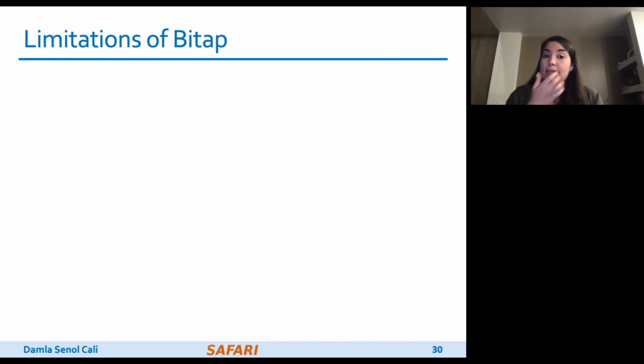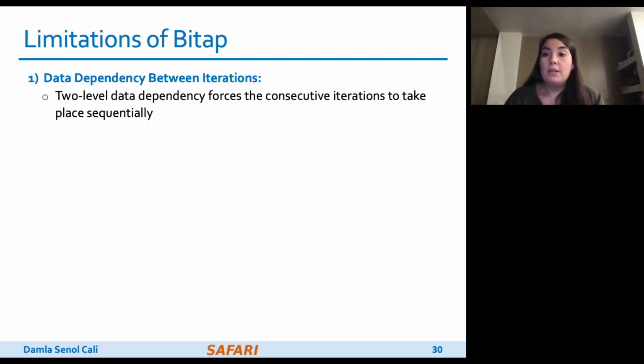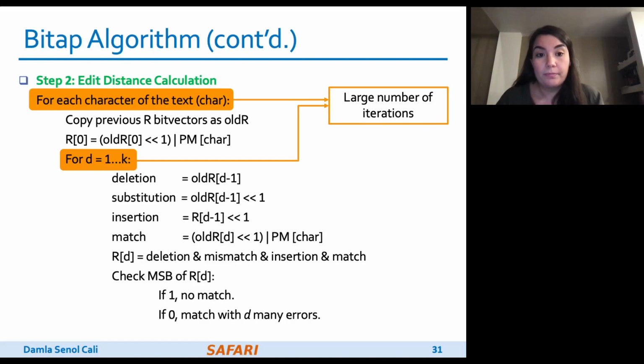So we find that BiTAP has 5 limitations that hinder its applicability and efficient hardware acceleration for genome sequence analysis. Let's look at the first one, which is data dependency between a large number of iterations. So first, BiTAP iterates over each text character as the outer loop and iterates over each possible edit distance 1 to k, because as I said, k is the maximum allowed number of errors, as the inner loop.